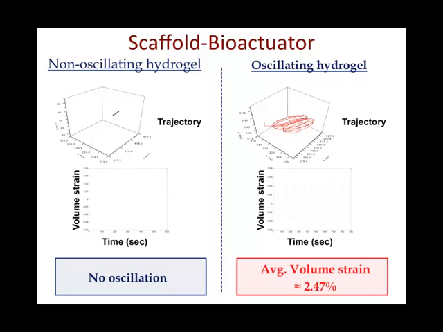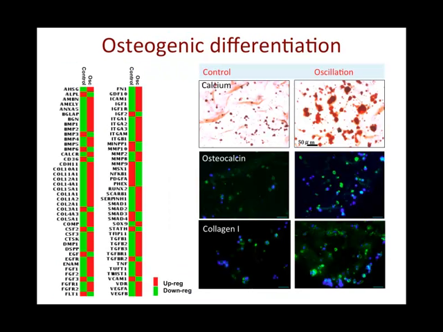Is the oscillation actually a steric conformational change? No, it's in the volume. Water going out, water coming in, so we can get a volume strain. So there is an oscillation, and if you look at osteogenic differentiation, the oscillating materials promote osteogenic differentiation compared to control.